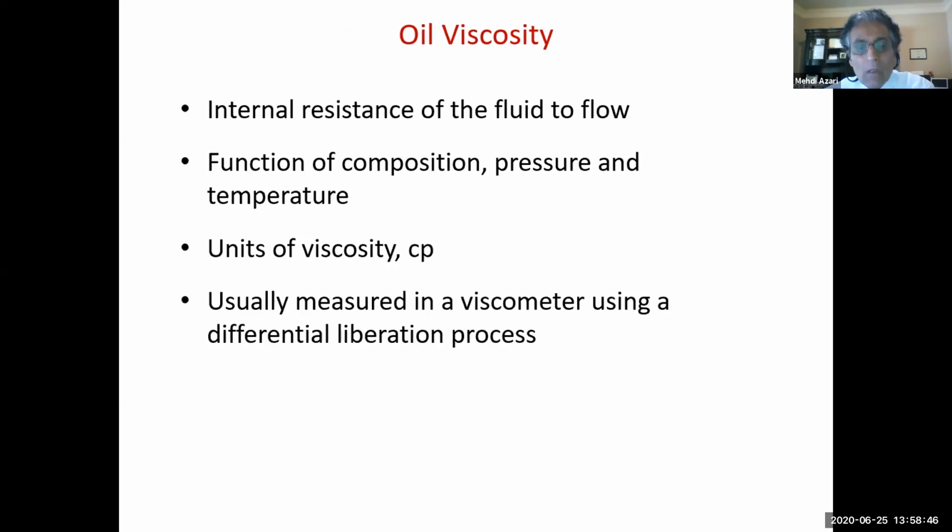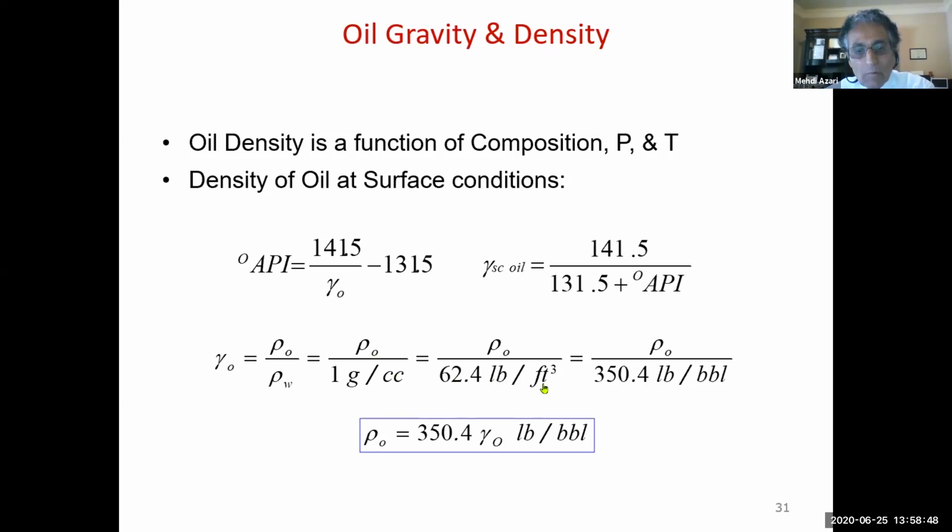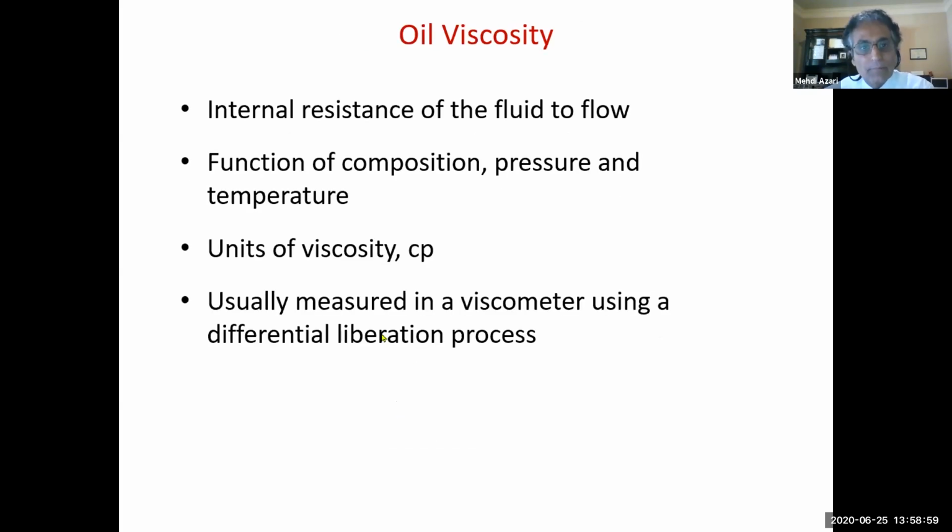You could come up with the same equation in terms of pounds per cubic foot if you use this equation. So it's going to be 62.4, or rho O is going to be equal to gamma O times 1 gram per cc. So it depends on how you want to get it.